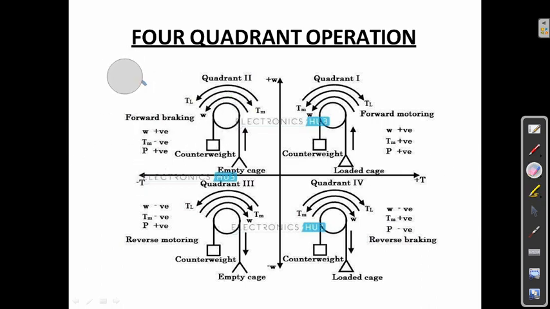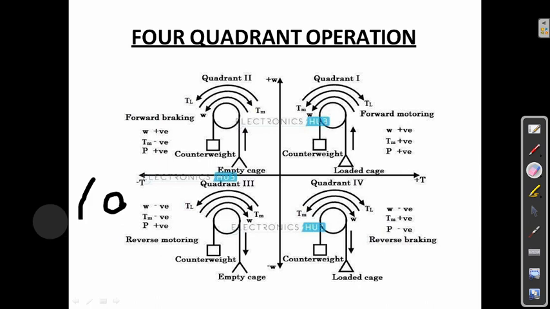Likewise, if you want to bring the particular lift downside, from the third floor to the second floor or first floor, then the motor will get reversed. How will it become successful? We have to change to clockwise for the motor torque as well as the speed of that particular motor, then the lift will come downside.